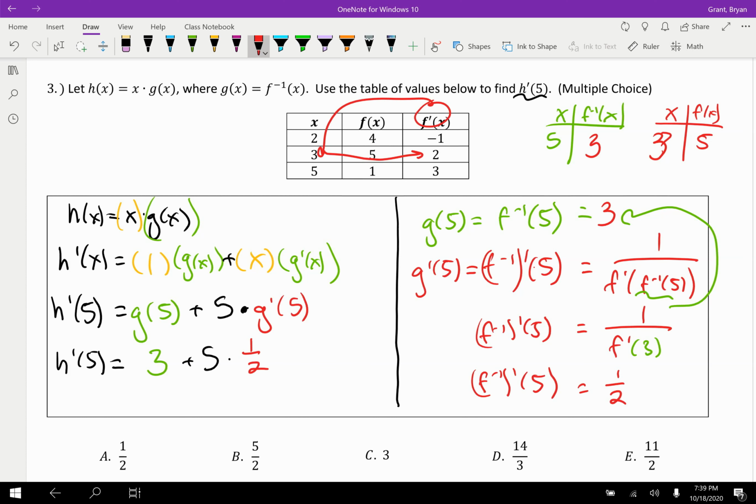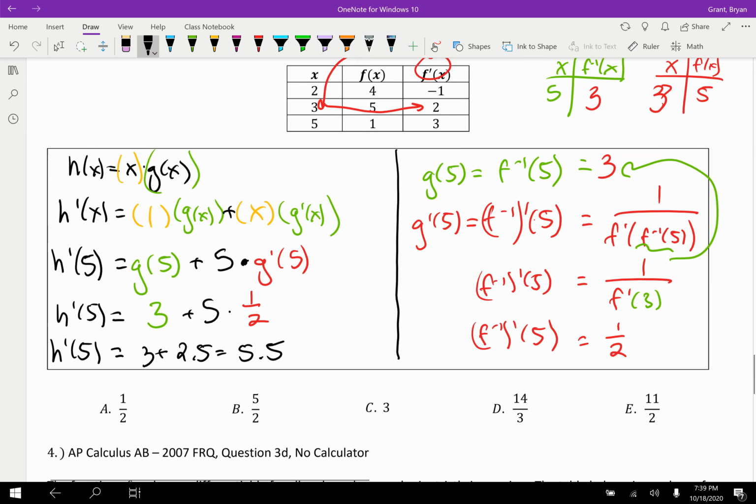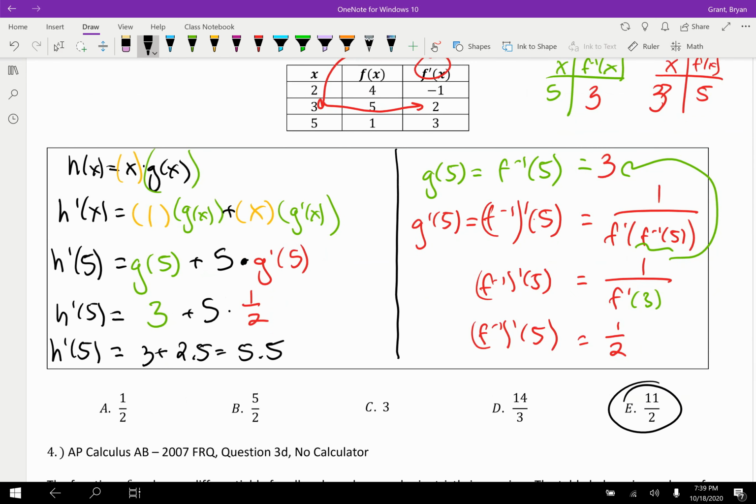From here, I think it's just a little bit of cleanup, right? We have h prime of 5, and then we get 3 plus 5 halves, or 5 halves is just 2.5. So I think that's 5.5. And which of these fractions is 5.5? I think that's 11 halves. 11 divided by 2 is 5.5, right? Yeah, that looks pretty darn good. All right, last one.